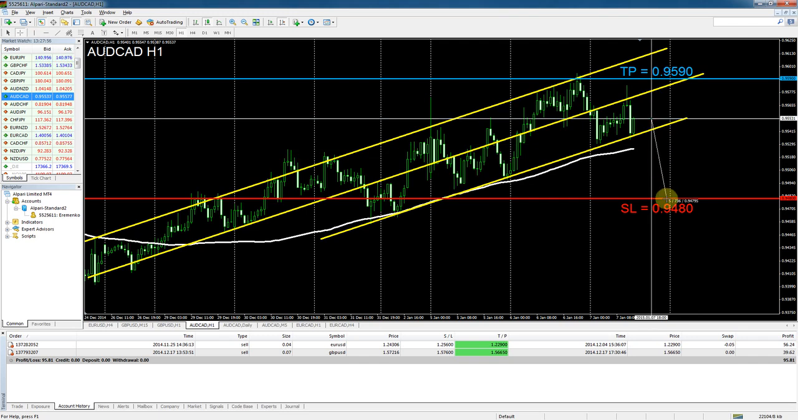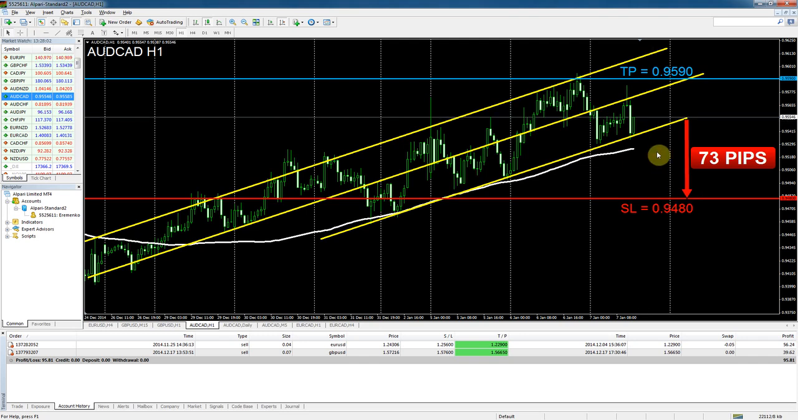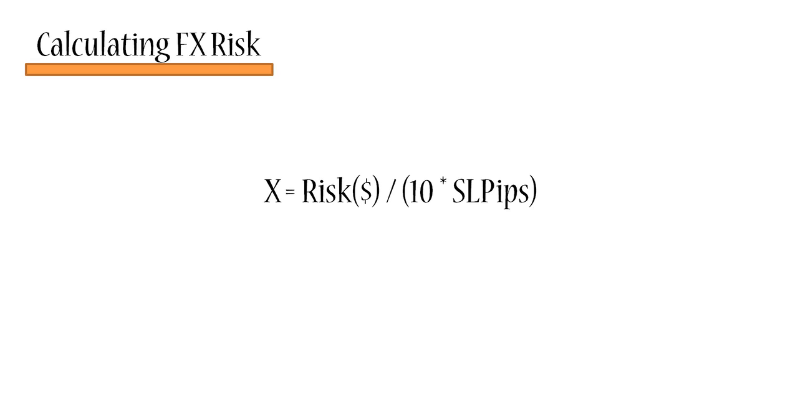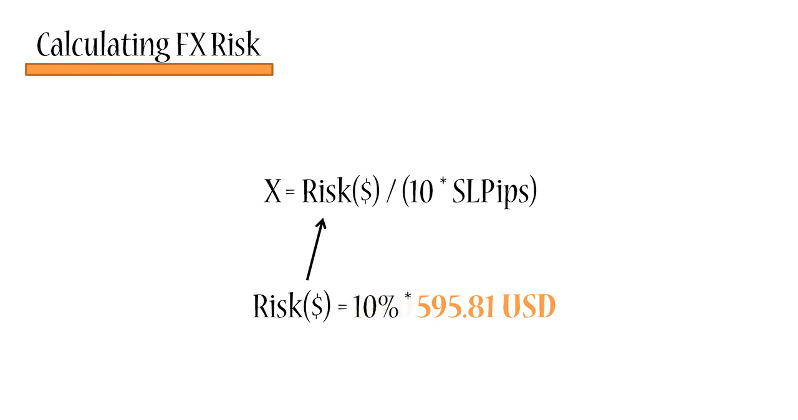For calculating the risk, we will need to know the stop loss in pips. So here we have approximately 73 pips for our stop loss. So I'll just bring up the slides that we're familiar with. So we need to take the risk in dollar terms and divide by 10 times stop loss in pips. In our case, we want the risk in dollar terms to be approximately 10% of the balance, and that's because we're taking a very short trade. We're not going to ask for a big movement, and it is quite a good signal, even though it is in the counter trend movement, but at the same time, we are headed towards the top of that channel. So 10% of 595.81 is approximately $60.